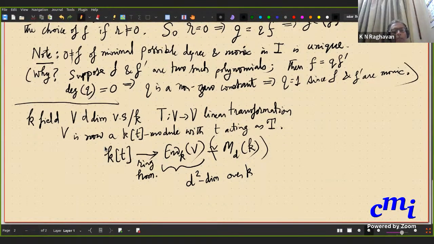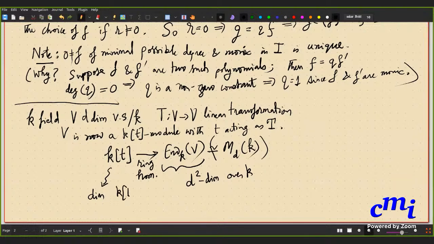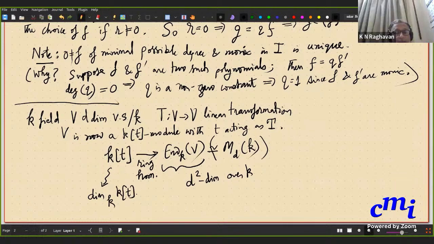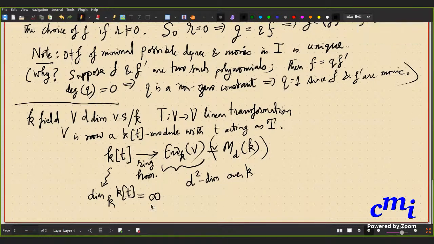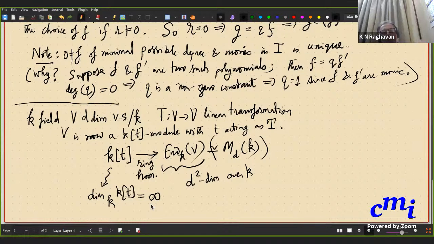Now, what's the dimension of the ring K[T] as a vector space over K? This is the polynomial ring. Is equal to infinite. Very good. That's infinite dimensional because the basis is 1, t, t squared, t cubed, t to the 4, t to the 5, etc. So that's infinite dimension. So what can you say about this map?